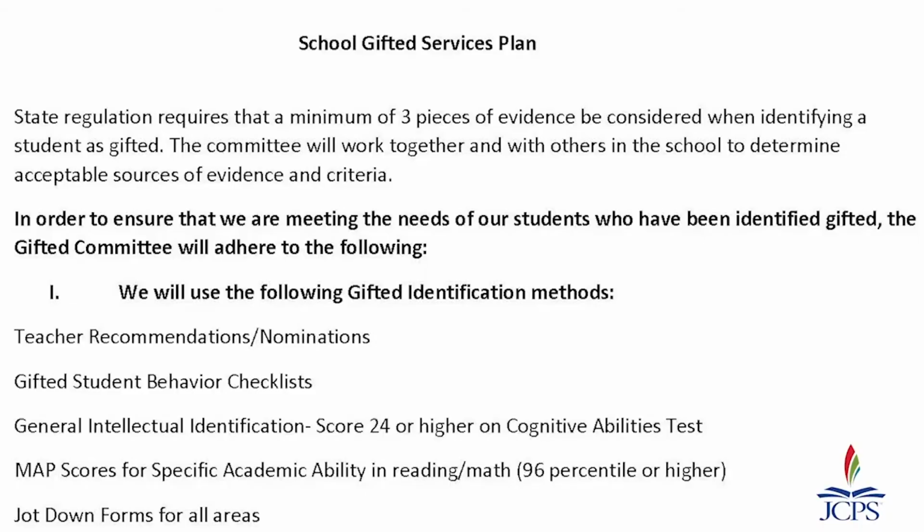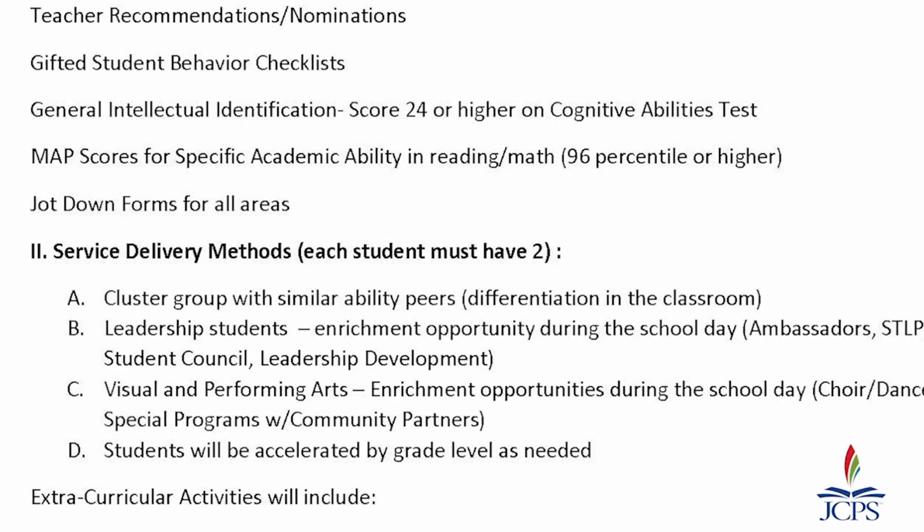So the purpose of this plan is to have multiple methods of identifying students for gifted and talented, and also having multiple services that are available. If we look at this school's plan, the state regulation requires that a minimum of 3 pieces of evidence are considered when identifying a student as gifted. And their committee will work together with school personnel to determine acceptable sources of evidence. They've identified teacher recommendations and nominations. They're going to use a gifted student behavior checklist, the COGAT test, MAP scores, and then jot downs, which are observational forms.